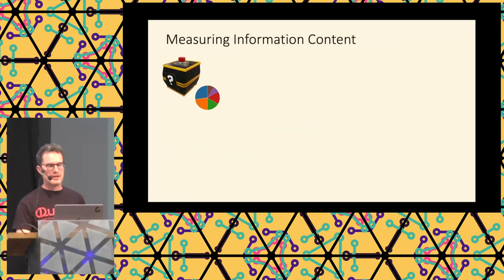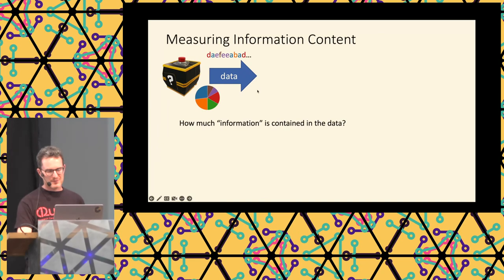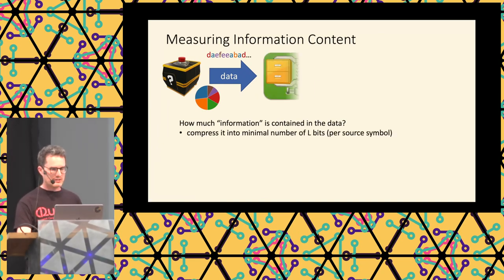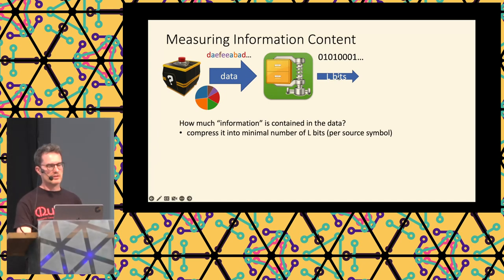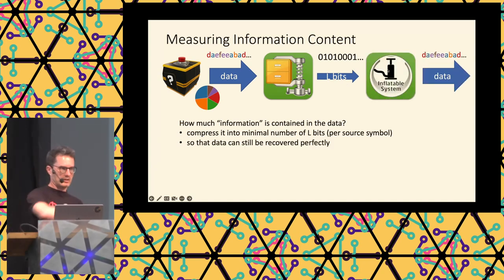And here is a clever idea, again Shannon's idea, of course. You have the data. And if you want to find out how much information there is, then what we could try is to compress it. We can compress it down to the minimal number of bits. Let's call it L. So you see something big coming in and something smaller coming out here. But we want to do it in a way so that you can inflate it back. So we're not allowed to lose any information.